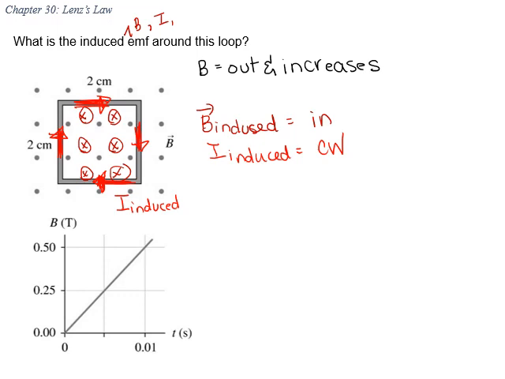All right, how are we going to find the size of the induced potential? That's where we'll bring in Faraday's law. The magnitude of the induced potential is the number of loops, we just have a single loop, times the change in magnetic flux over the change in time. So delta flux over delta t.